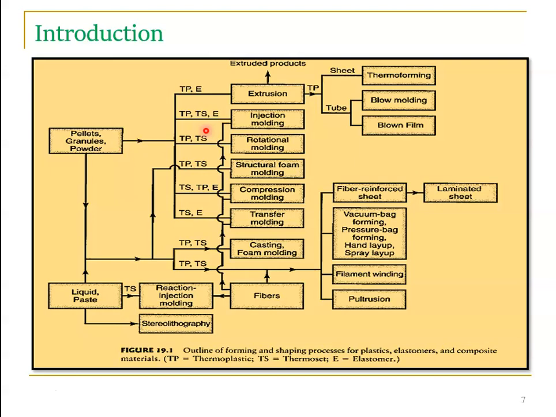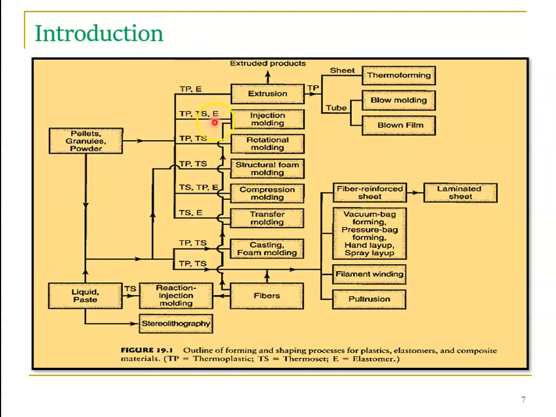It's a set. Thermoplastic means you can reheat. E stands for elastomers. Both are categories of plastics. Generally extrusion, injection molding, rotational molding, structural foam molding, compression molding, and transfer molding are all processes we can use for thermoplastics.